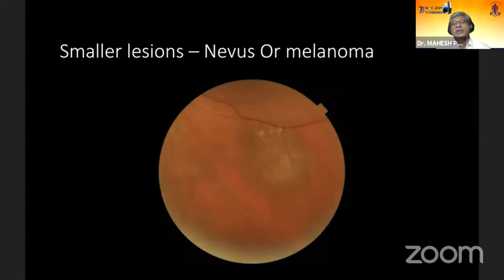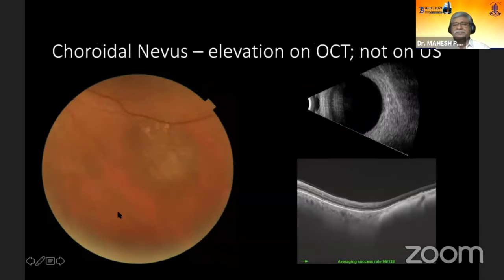What do we do if the lesion is very small like this? This is a small lesion. Is this a melanoma or a nevus? How do we differentiate? This is where the OCT and OCTA come into play. On ultrasonography you hardly see the mass, but on the OCT, you can see that this choroid is invaded by this nevus, and it seems to be showing some amount of elevation.